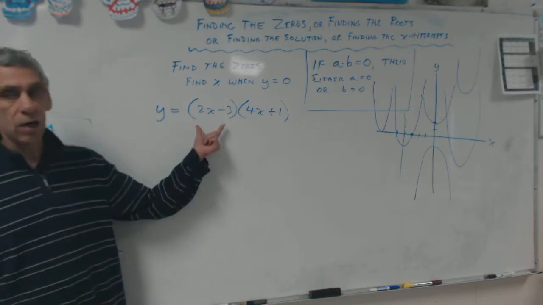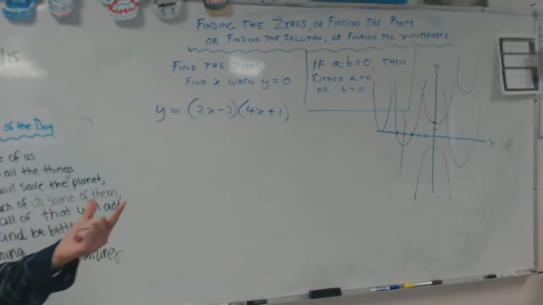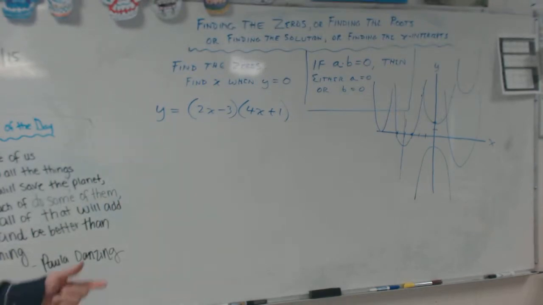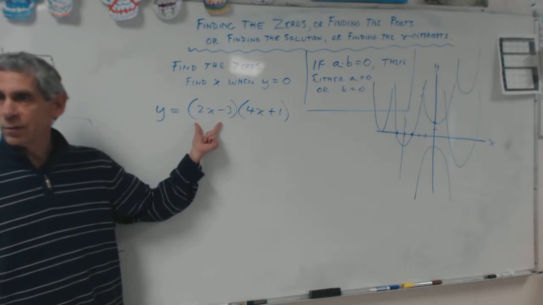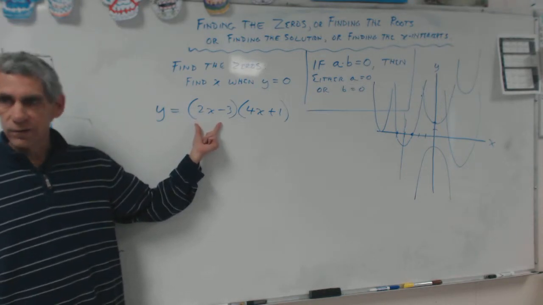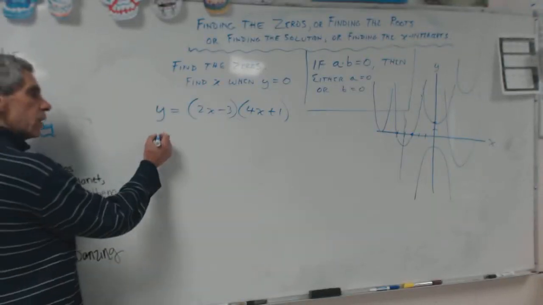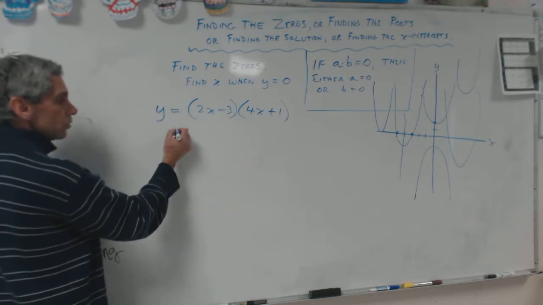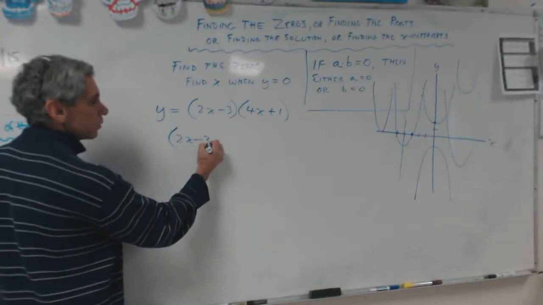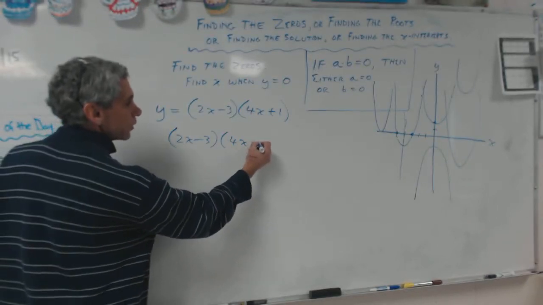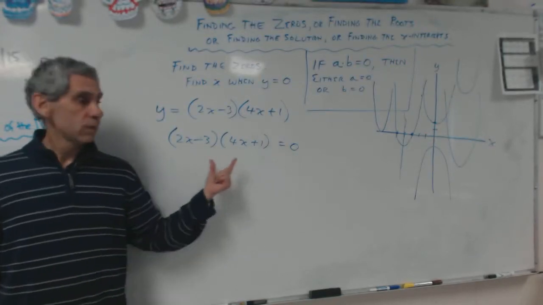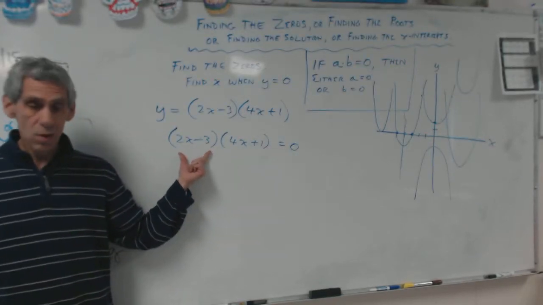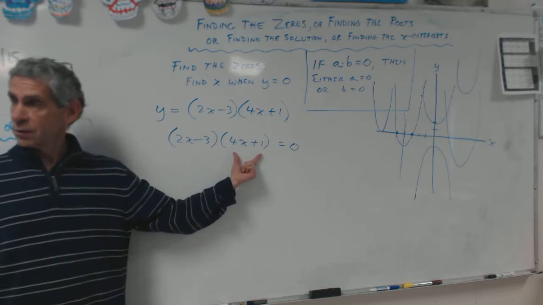Now this would be a little harder to find in your brain, right? What would x have to be for that to be 0? It's a little harder to figure that out, right? You agree with me? You can do it, but it's just a little harder. So this is where we say, okay, we're going to find the zeros. You're going to say 2x minus 3 times 4x plus 1 equals 0. That means if a times b equals 0, then either this equals 0, or this equals 0.